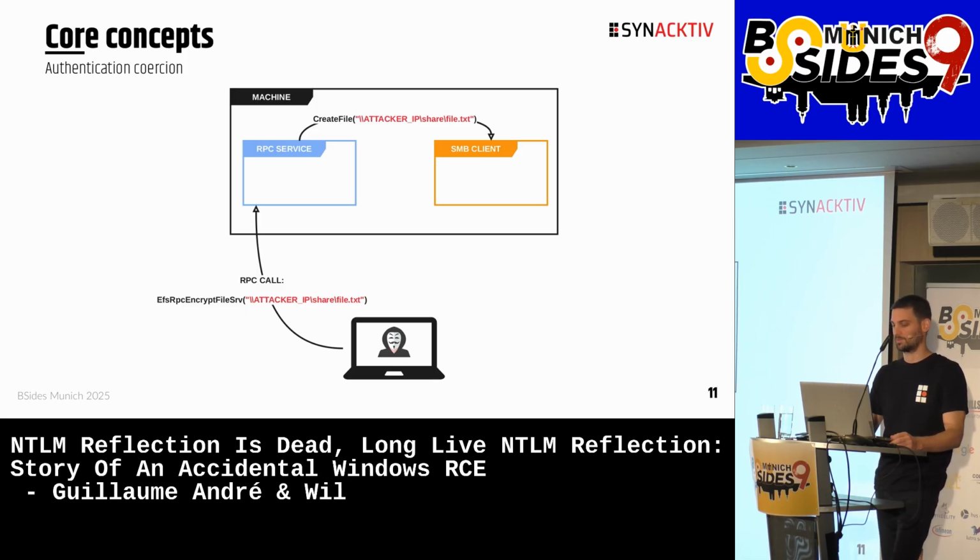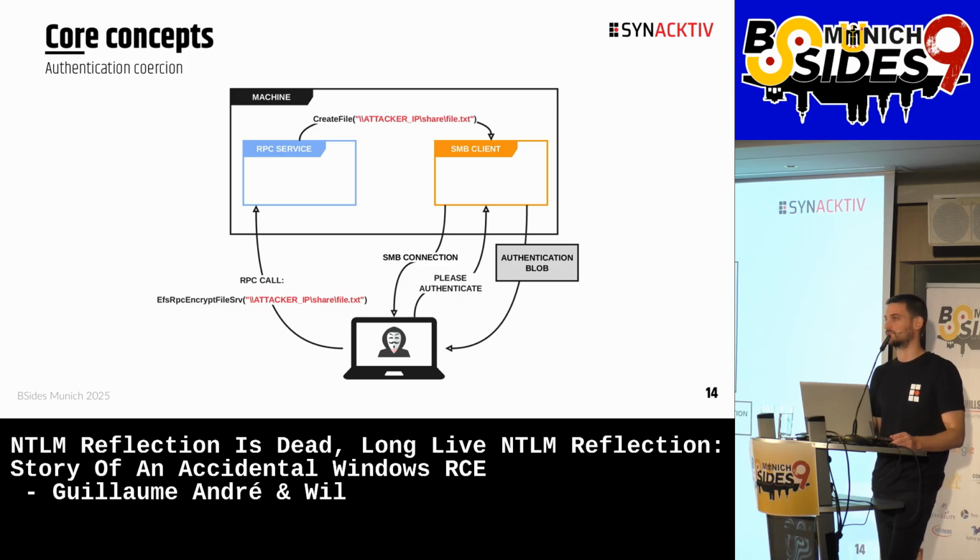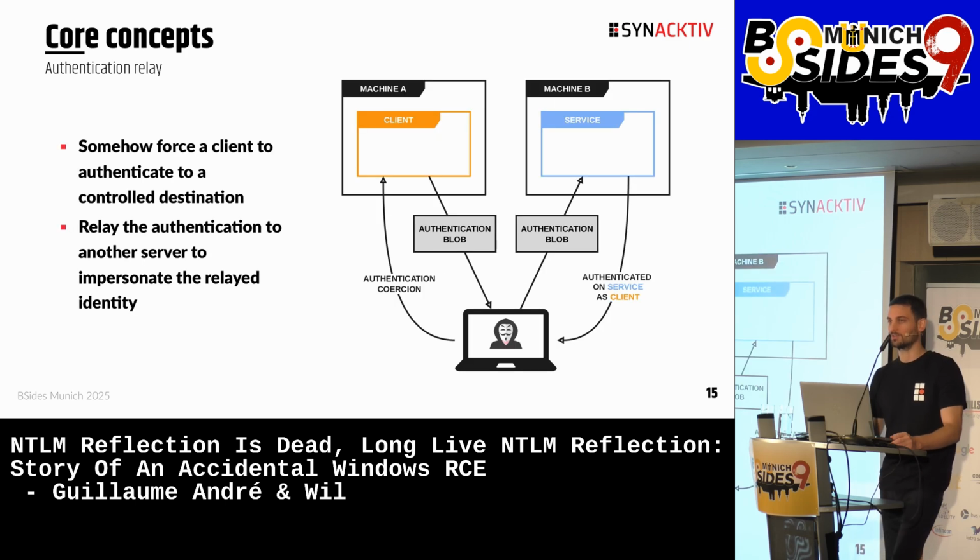So the SMB client will perform an SMB connection to our attacker laptop. The attacker laptop will host an SMB server and try to perform the authentication workflow. So it will ask, please authenticate to us. The authentication workflow will then go on and we'll receive an authentication blob. This is authentication coercion. Another concept will be authentication relay. Authentication relay is when you force a client to authenticate to a controlled destination, that was the coercion, and then you relay the authentication to another server.